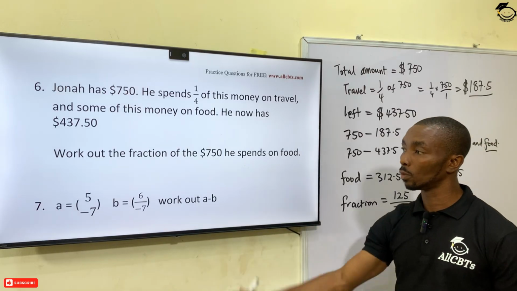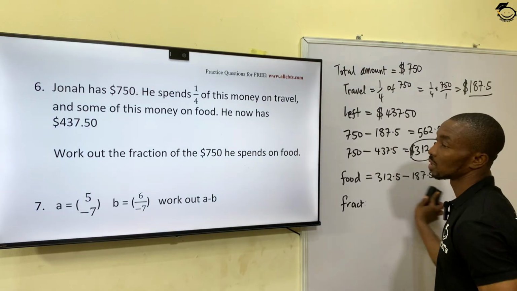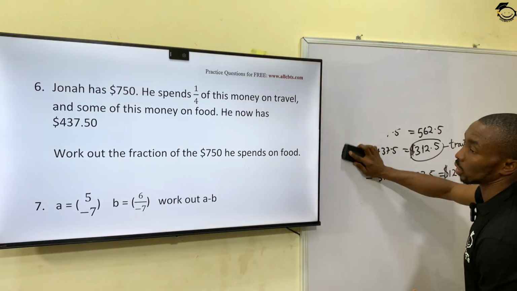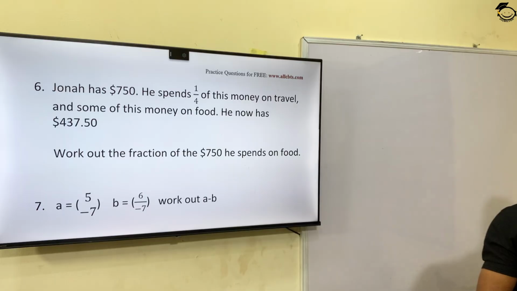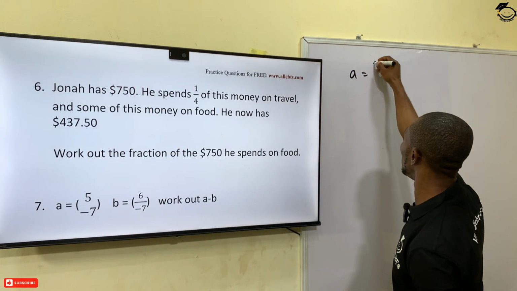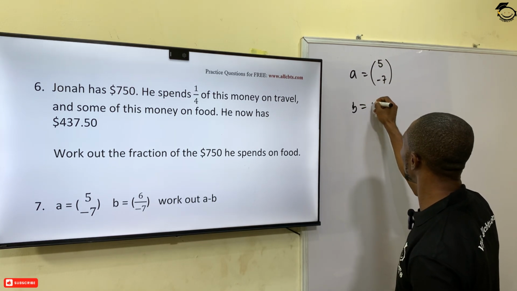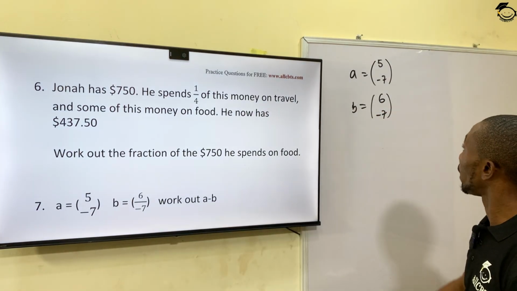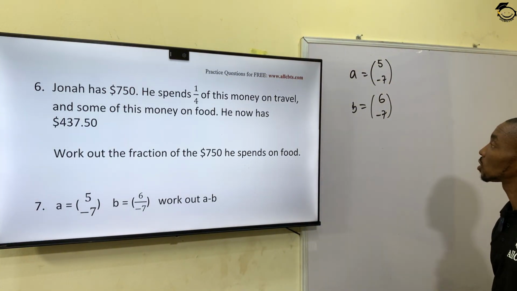Now, to the next question, it says A is equal to our matrix 5 and minus 7, and B is 6 and minus 7. So we should find A minus B. This is 5 and minus 7, and B equals 6 and minus 7. So A equals 5 over minus 7, and B is 6 over minus 7.